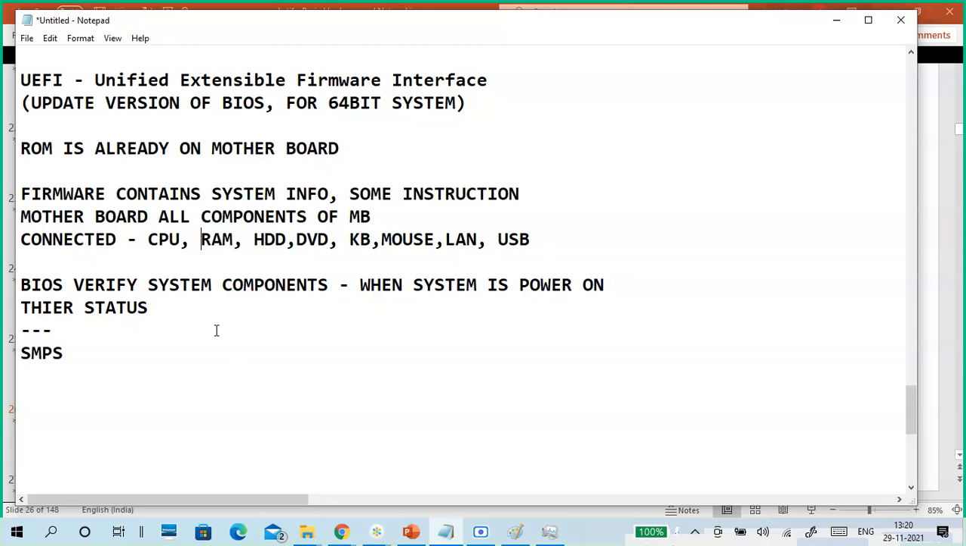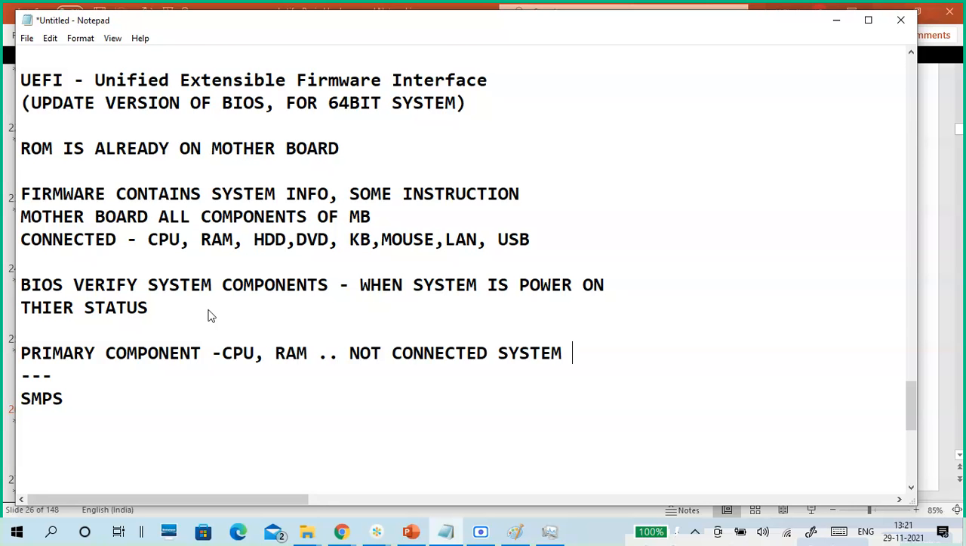There are primary components. If the primary connected components are not connected, you won't get booted. Primary components like CPU and RAM. If they are not connected, the system won't boot.